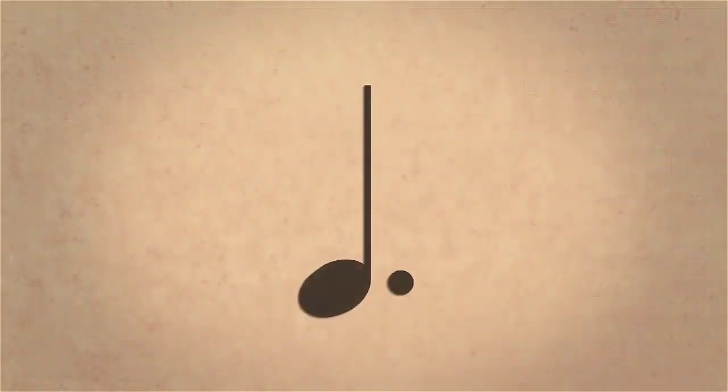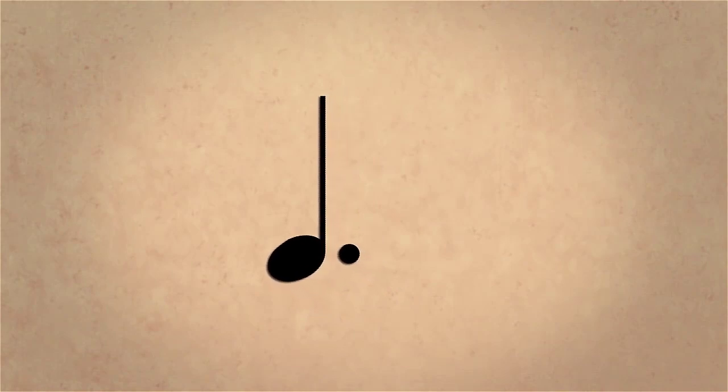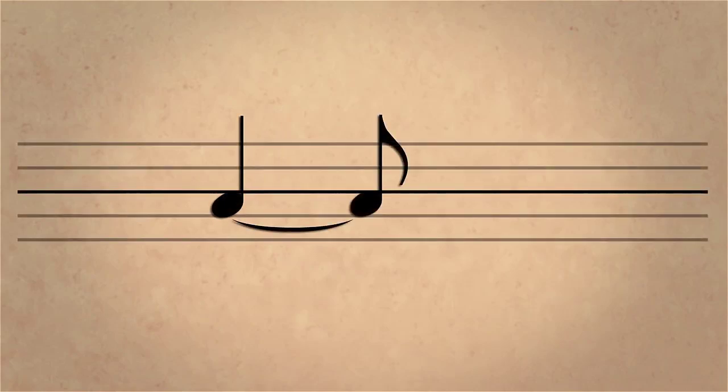If we now look at a quarter note with a dot, of course, we've now learned that the dot is worth half the value of a quarter note, which is an eighth note. It could also be notated as a quarter note tied to an eighth note.